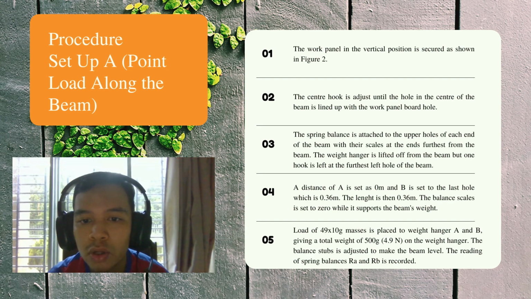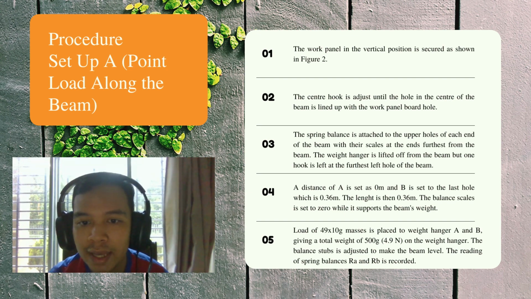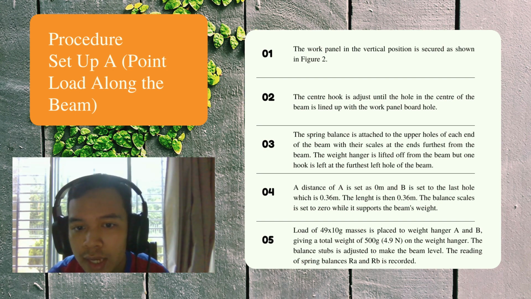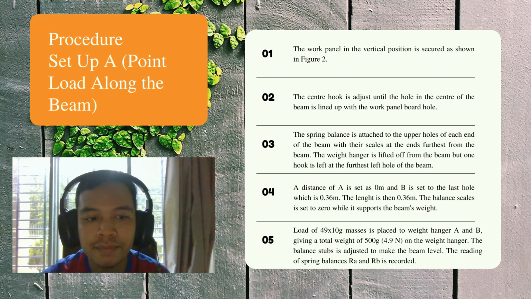And last one, a load of 49 multiplied by 10 gram masses is placed on weight hangers A and B, giving a total weight of 500 gram, 4.9 Newton, on the weight hanger. The balance tabs are adjusted to make the beam level. The readings of spring balances RA and RB are recorded.